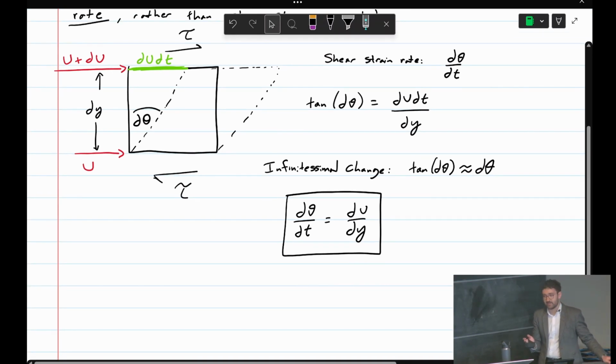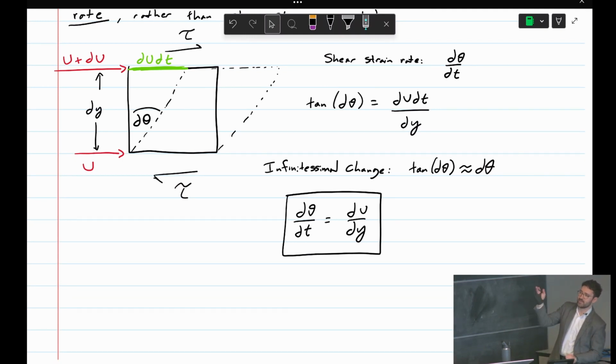So the shear strain rate, the time rate of change of that angle, is equal to the spatial rate of change of velocity. So if there's a big velocity difference across that dy, so the top of this element experiences a much, much higher velocity than the bottom, then that angle will change quite fast in time. And the inverse is true for a small velocity difference. Are there any questions on that derivation? No? Okay.